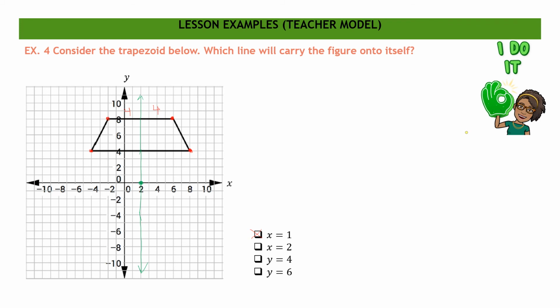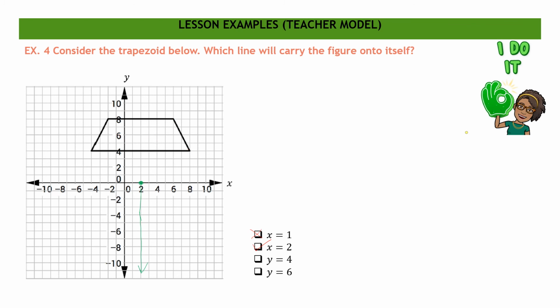The bottom vertex on the right is 1, 2, 3, 4, 5, 6 units away. And this one is also 1, 2, 3, 4, 5, 6 units away. So that means if I folded vertex to vertex, along this line of reflection, x equals 2 would be a good candidate for the line of reflection. Let's see if it can fold horizontally by checking the other two. Let's get rid of these and check if we can fold along the y-axis.